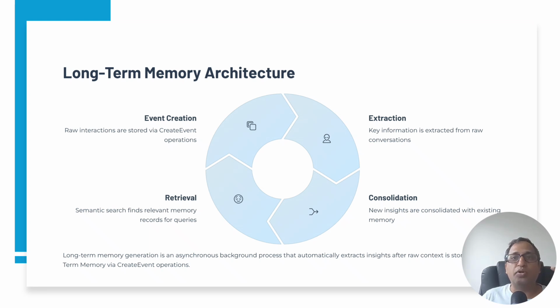So the process is like a four-step process. In stage one, it is event creation. Every interaction, whether it is a question the user is having, a response given by the agent, or a tool usage, is stored as an immutable event using the create event API. This serves as a foundation for both short-term and long-term memory.